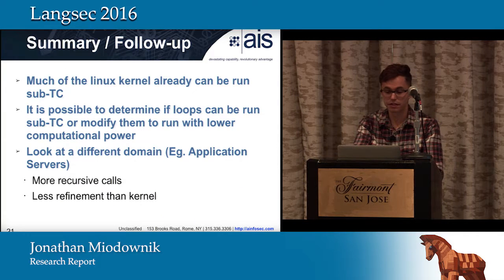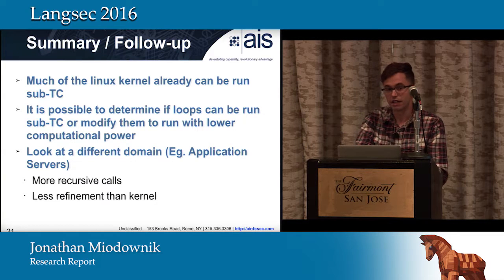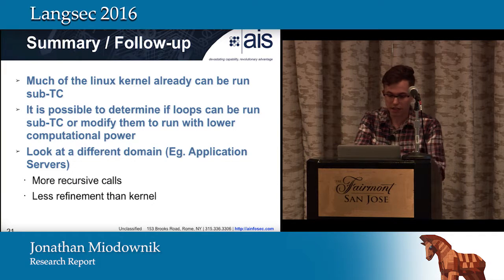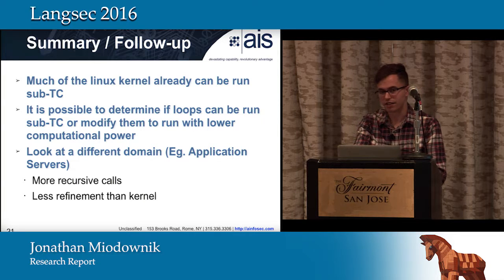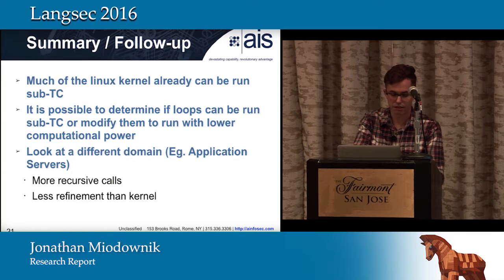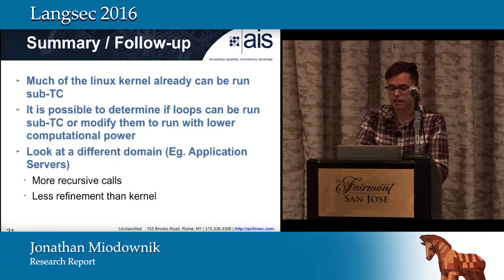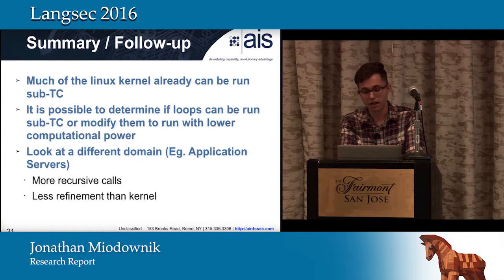So what do we take away from this? Well, much of the Linux kernel already can be run sub-TC. Fantastic. That's great, it might be descriptive that a lot of the code that we normally write from day to day already can be a candidate for porting to a restricted environment for programming. It is possible, we've done some work on it already, to modify loops to make them more obvious as to whether or not they can run in a sub-TC manner, or whether or not they can't at all, and that's okay too.